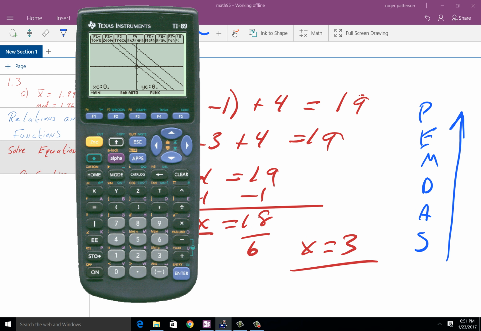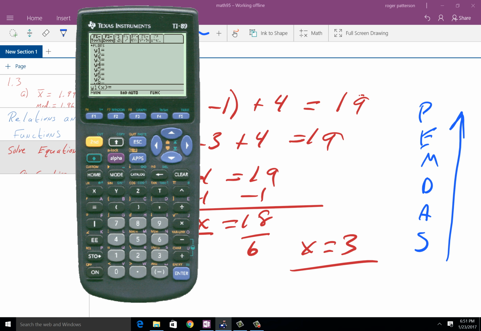Alright. I'm going to go diamond y equals, I got stuff in here. I'm just going to get rid of it by hitting clear and enter. That's what I have to do. I hit clear. Enter. Might have to hit it twice. I did. Okay? So I got that stuff out of there.